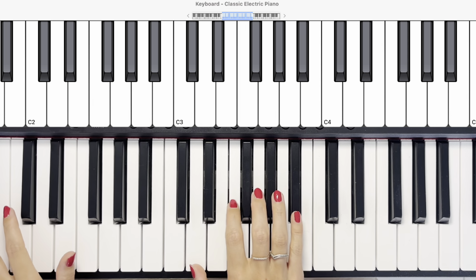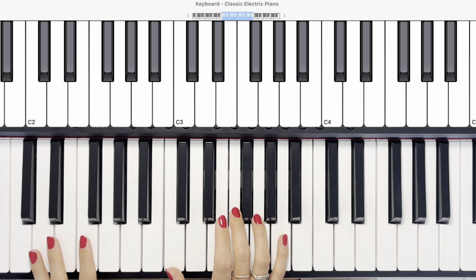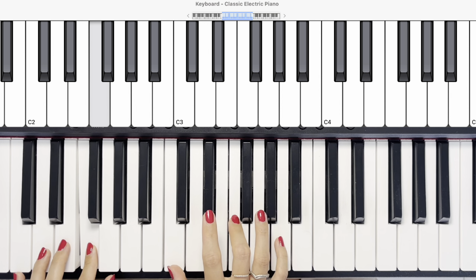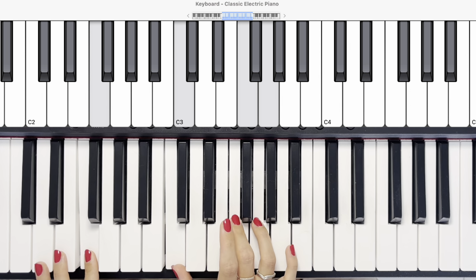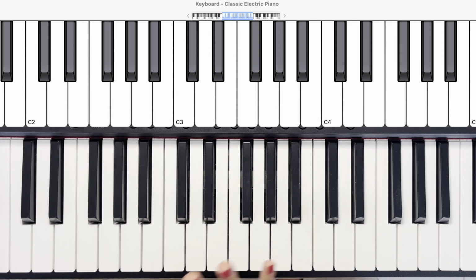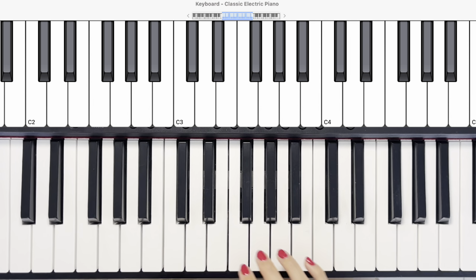This would be another one, and another one, and this is also a chord. Okay, but today we are only using the white keys, so you can forget the black keys for now.